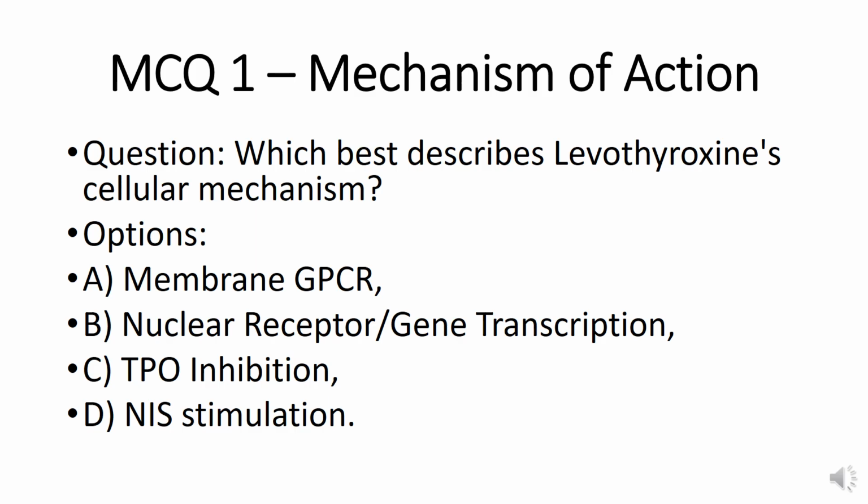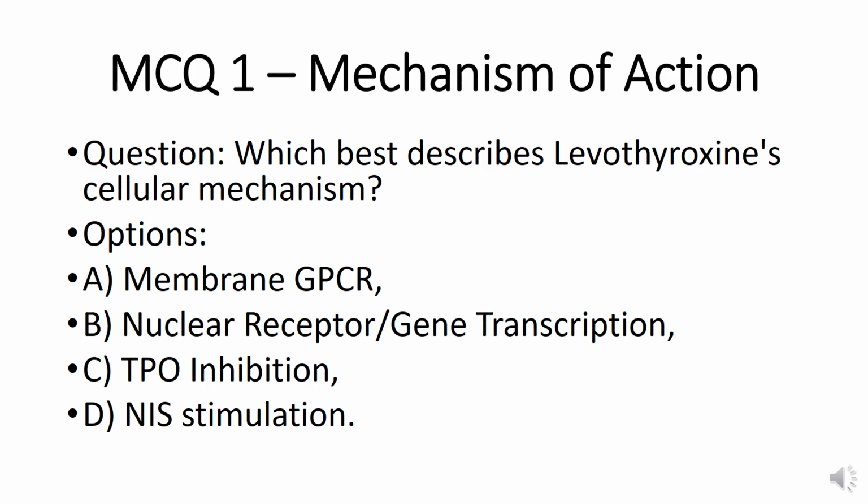After binding, the hormone receptor complex interacts with specific regions of DNA called thyroid hormone response elements, or TREs. This process alters gene transcription and ultimately changes the production of proteins that regulate metabolism, growth, development, and energy utilization. In other words, thyroid hormones work primarily by influencing which genes are turned on or off inside the cell. Now let's quickly eliminate the other options. Option A is incorrect because levothyroxine does not primarily exert its effects through membrane-bound G-protein-coupled receptors. While some rapid non-genomic thyroid hormone actions have been described, the major therapeutic effects occur through nuclear receptor-mediated gene regulation.